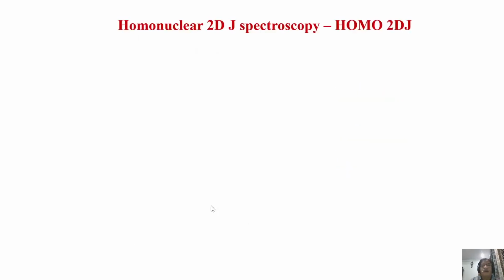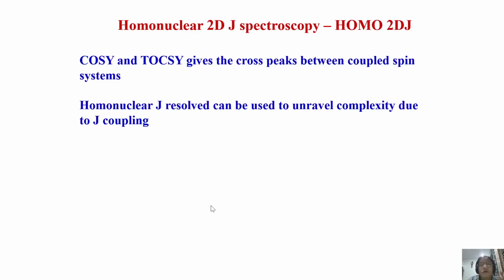Now we will go to the next topic. I think you are all familiar with the HSQC, HMBC and related 2D experiments I introduced. Now I will introduce one more thing which is called homonuclear and heteronuclear J-resolved. They were all correlation type 2D experiments. Now we will see resolved type experiments, both homonuclear and heteronuclear.